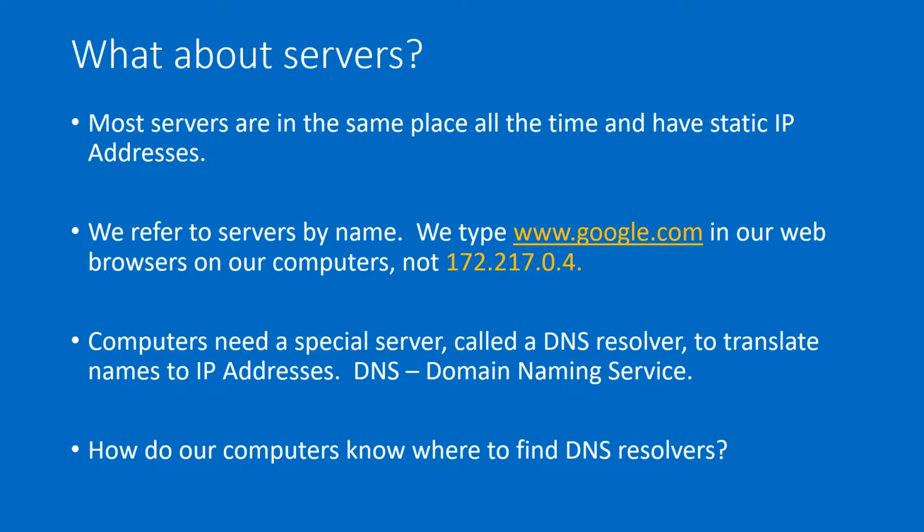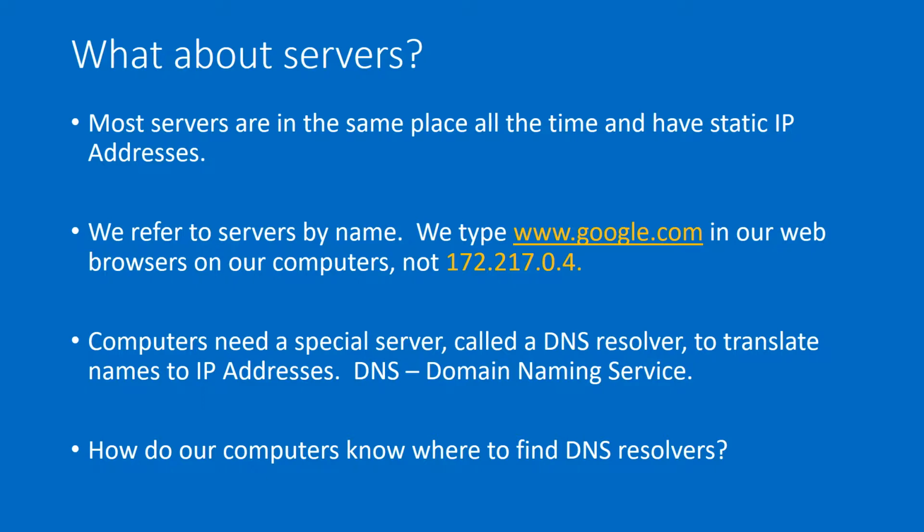And what about servers? Most servers are in the same place all the time and they have static IP addresses. We usually refer to servers by name, not by IP address. You can see in my example, I want to talk to www.google.com. I don't care what its IP address is, I only want to know its name. To translate all those names into IP addresses, computers need to know the IP address of a special server called a DNS resolver. So when I want to find www.google.com, just like the old days when we used to look up names in the phone book, I ask my assigned DNS resolver to translate for me.